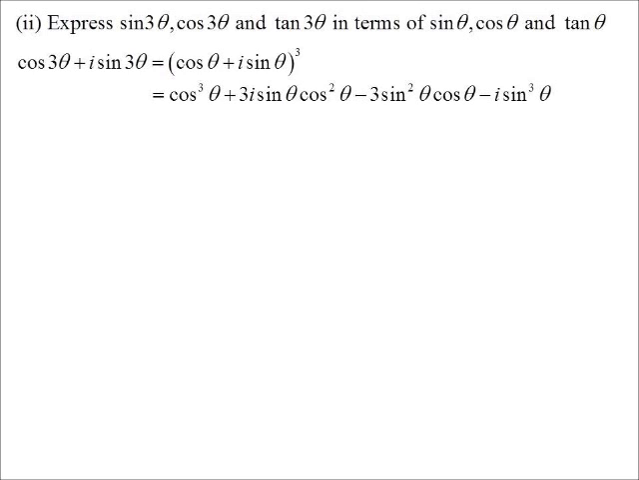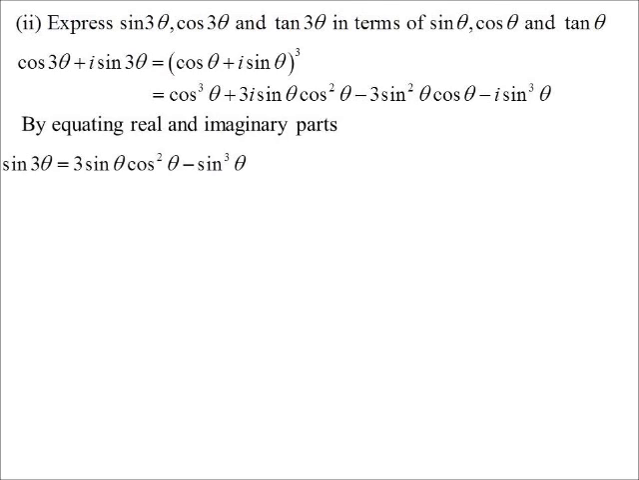But of course, i squared is negative 1, so I've tidied up the last two terms there. I haven't worried about i squared. I've called that negative 1. And i cubed, I've called negative i. And then we can do the same idea. Well, the real part must equal the real part. The imaginary part must equal the imaginary part.